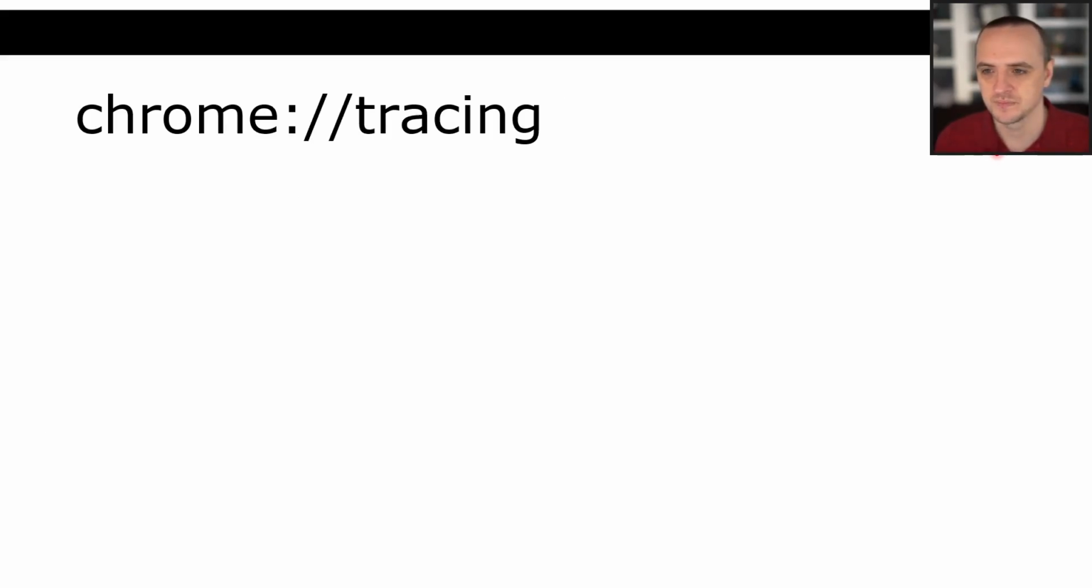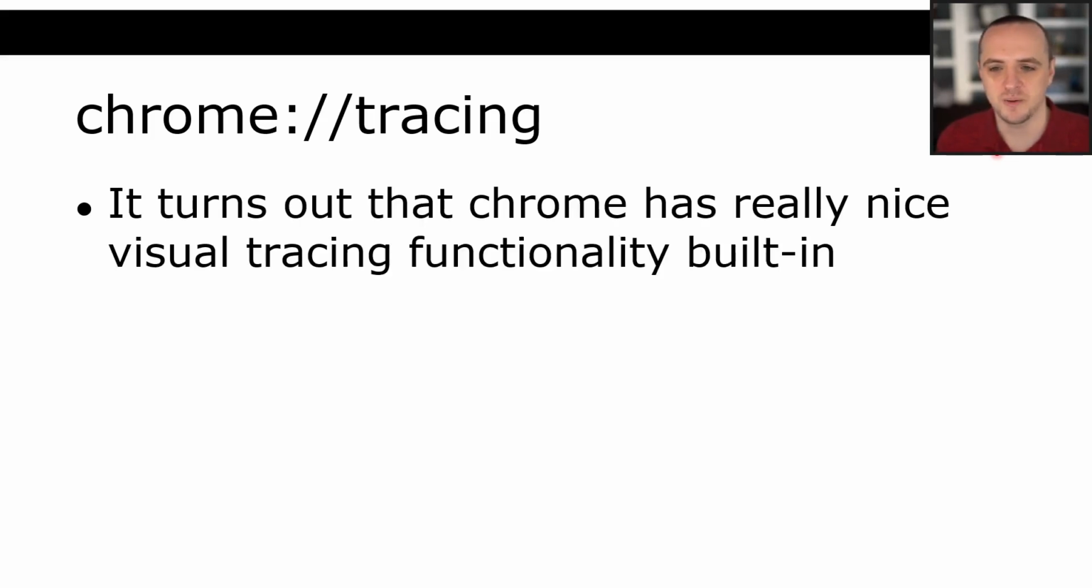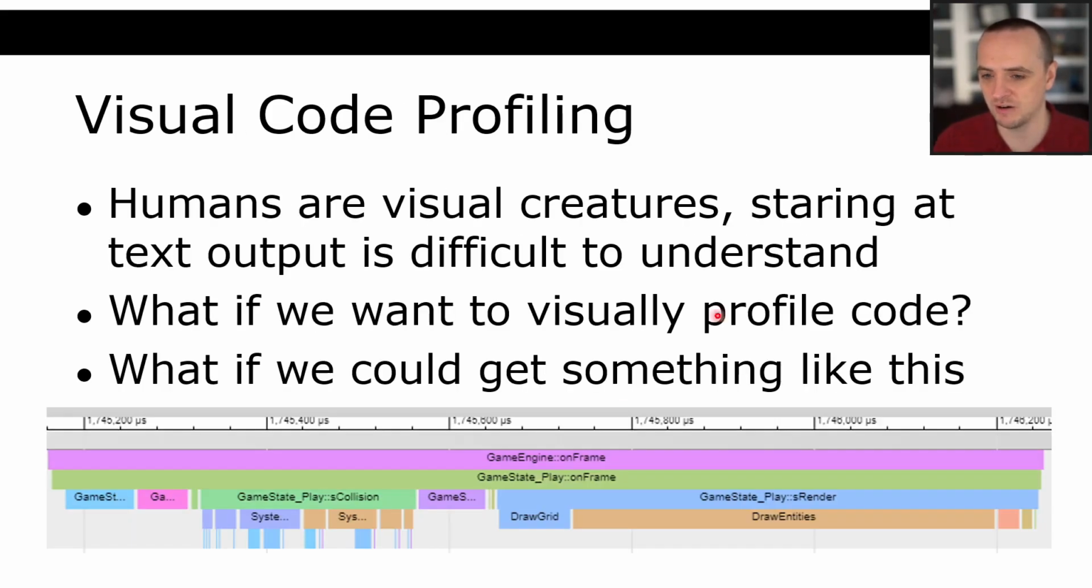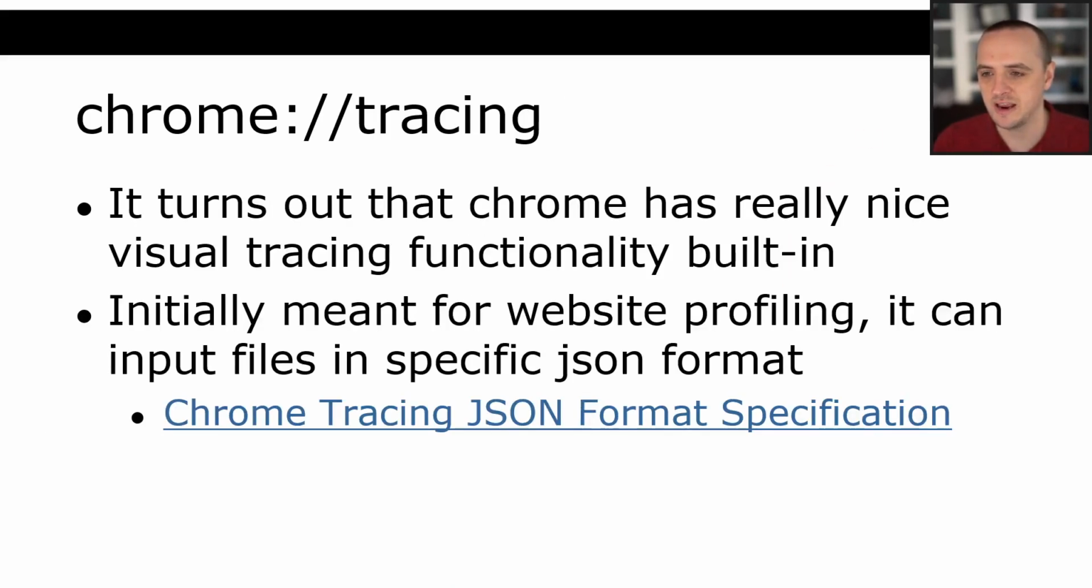All right. Cool thing is, it turns out that Chrome, the Google Chrome browser, has really nice visual tracing functionality built in. And so what you see here comes straight from Chrome. Initially, this was meant for website profiling, but you can input files in a very specific JSON format, and you can go to the format here. It's not super important because I've done all that for you.